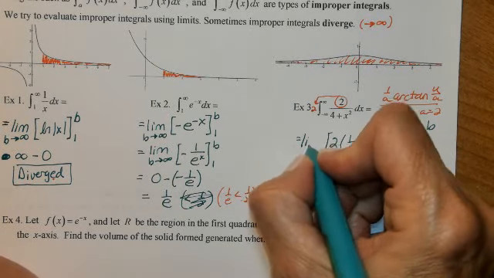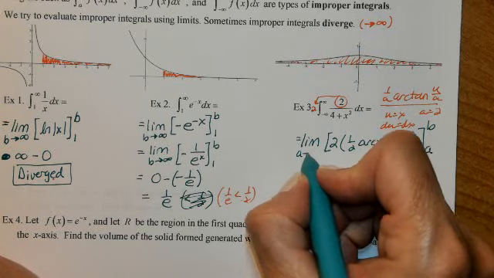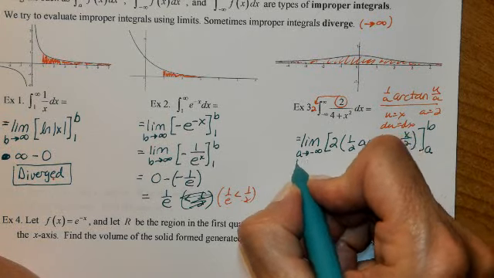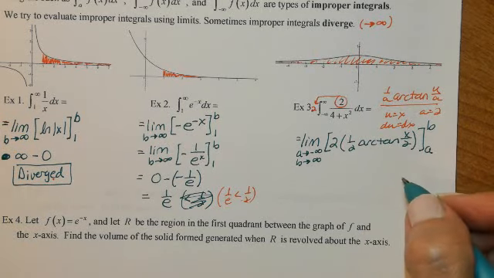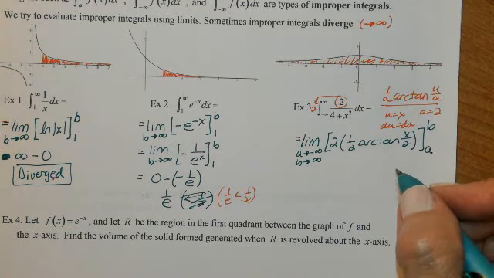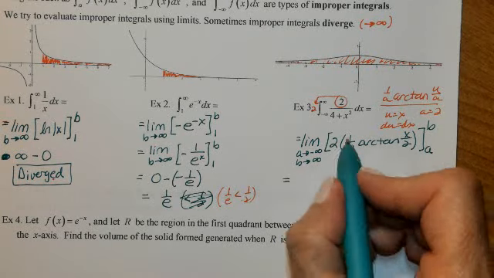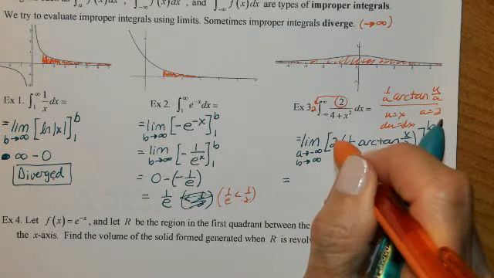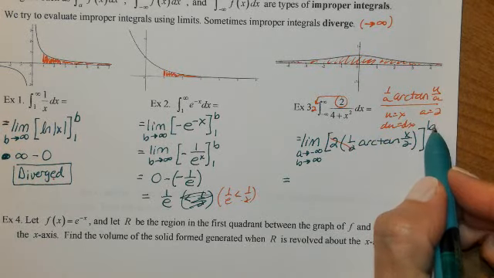Over here for my limit, you can do this. I'm going to let A go to negative infinity and B go to positive infinity. That's fine to do. Okay? Or you could set up two limits, but you really don't need to do that. Alright, the 1/2 and the 2 will cancel each other out, so that's nice. Let's start at the top, which is what we do.